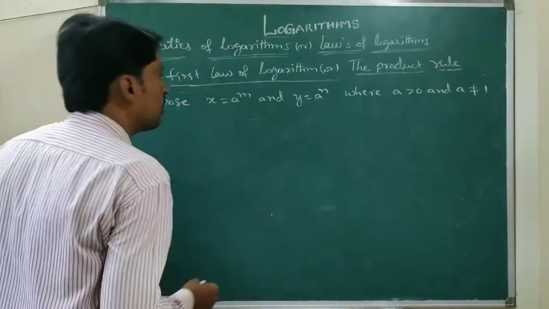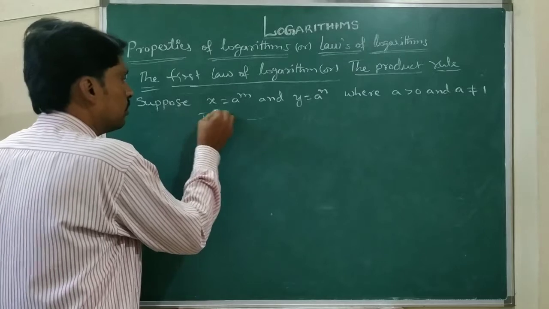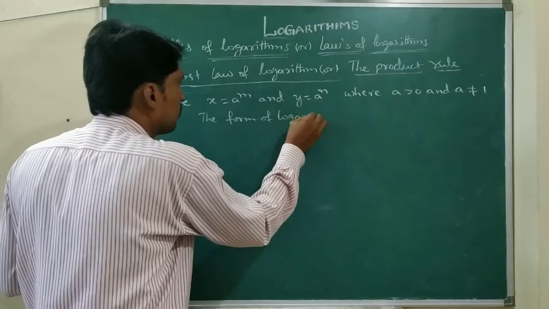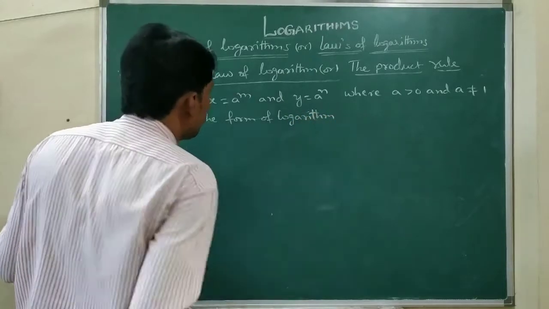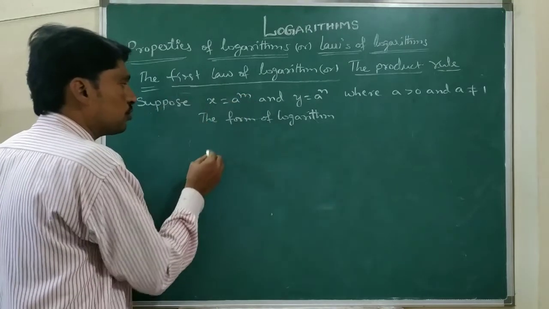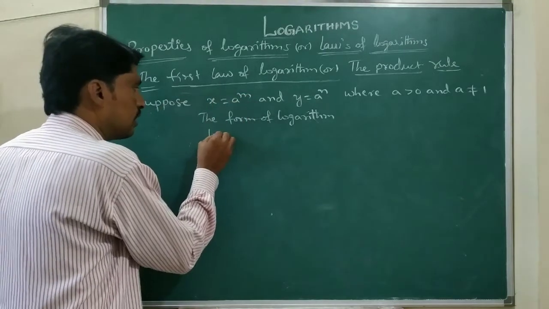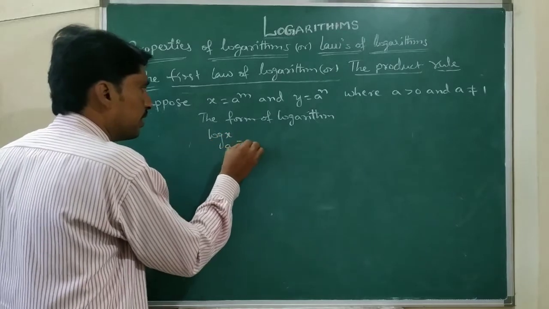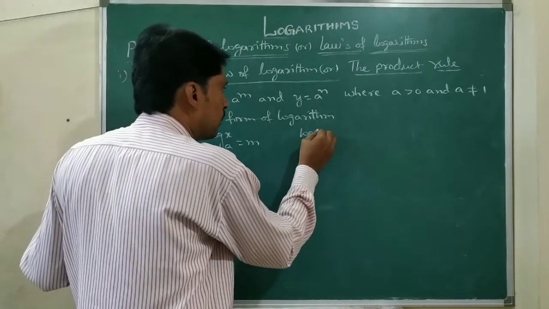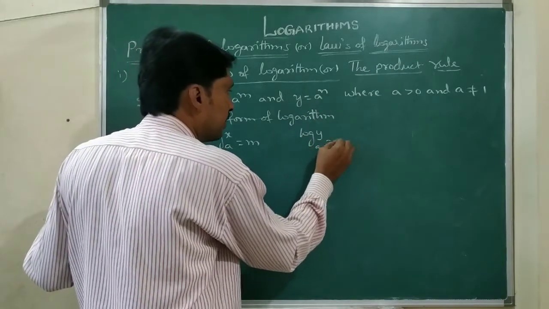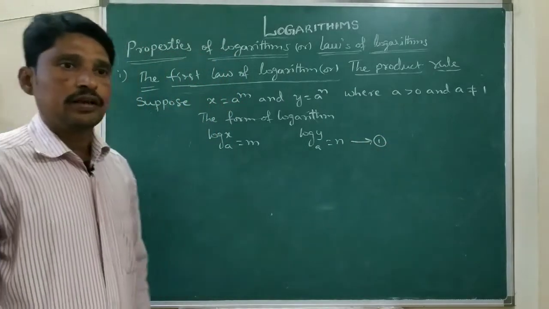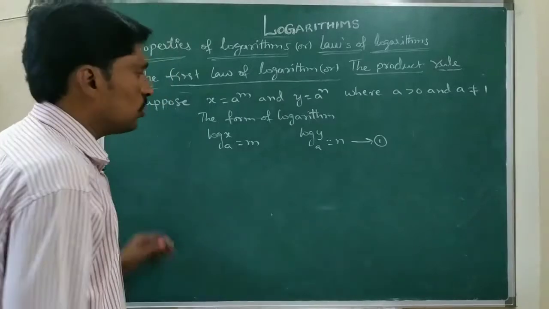Now this one you can write in the logarithmic form. Now you can write this base, we are transposing to the right. So what we can get? Log x to the base a equal to m, and log y to the base a equal to n. This is equation number 1.